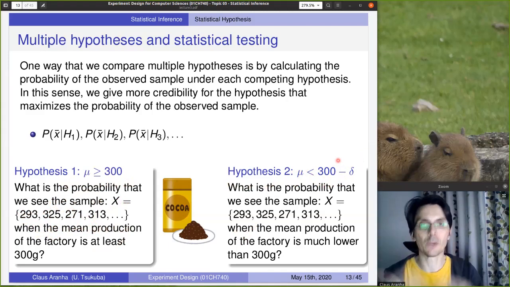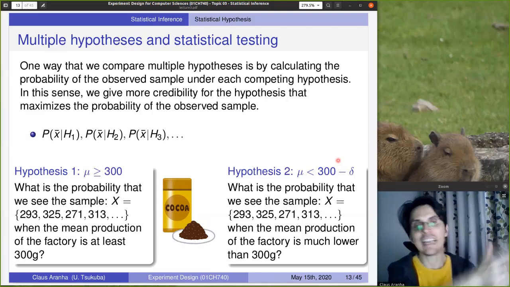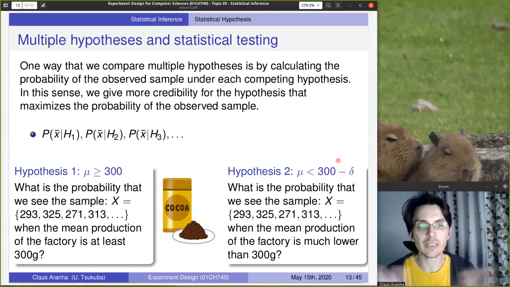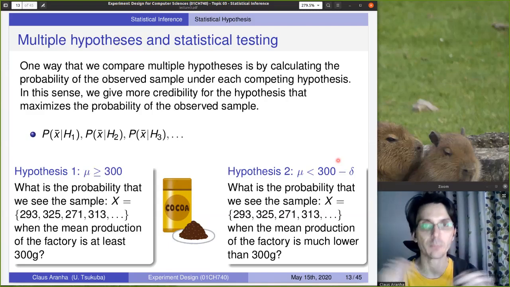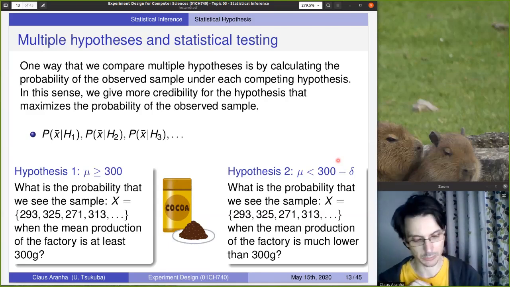I'm going to explain more about this in the following slide, but just imagine that detecting the difference between 299.99 and 300 is almost impossible. So we're going to use this sort of interval. So what is the probability that we see the same sample when the mean production of the factory is much lower than 300 grams?